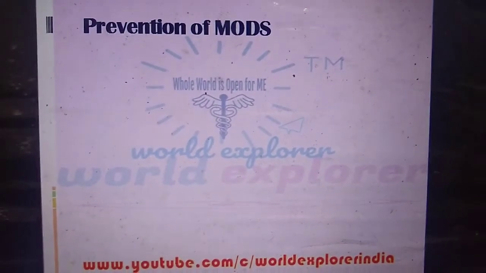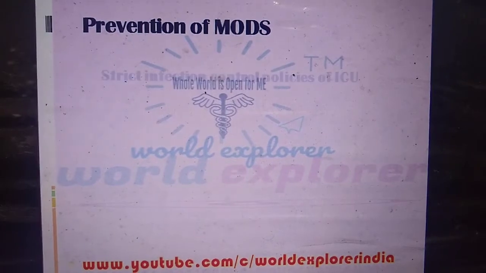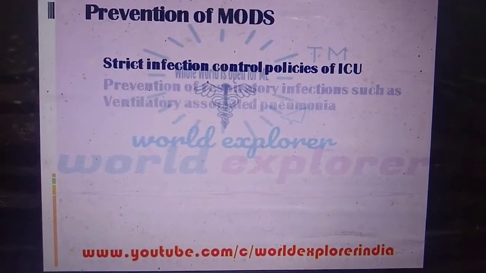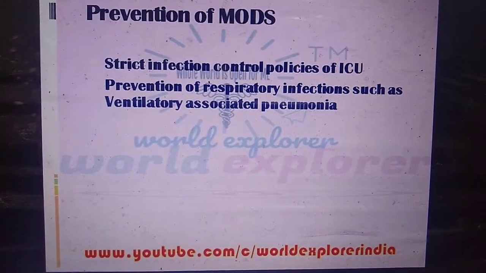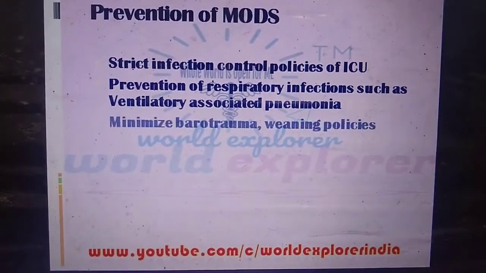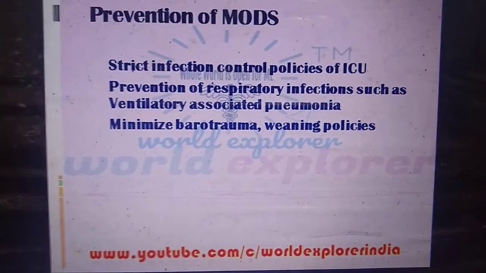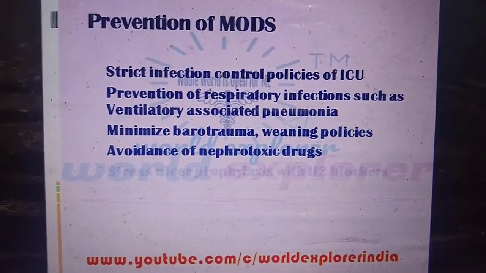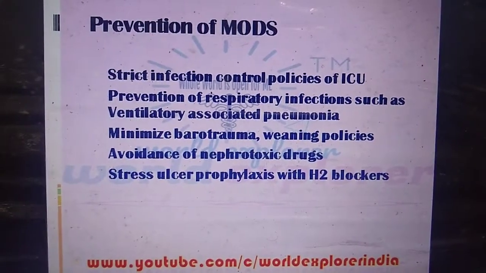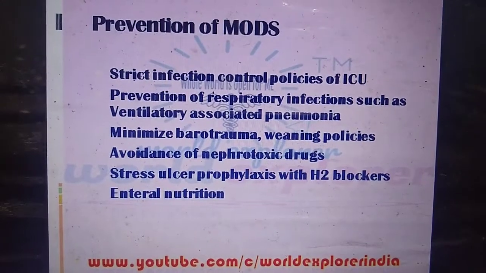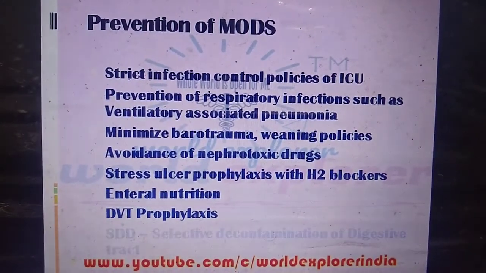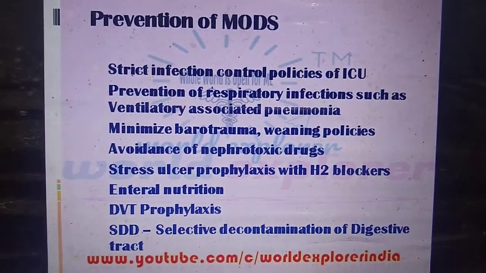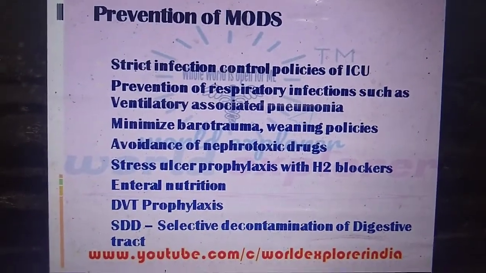Next thing is prevention of multiple organ dysfunction syndrome. First thing is strict infection control policies in the ICU. Next is prevention of respiratory infections such as ventilator-associated pneumonia. Next is to minimize barotrauma and have weaning policies in the ICU. Next is avoidance of nephrotoxic drugs, stress ulcer prophylaxis with H2 blockers, enteral nutrition, DVT prophylaxis with SCD, that is sequential compression devices, and SDD, that is selective decontamination of the digestive tract.